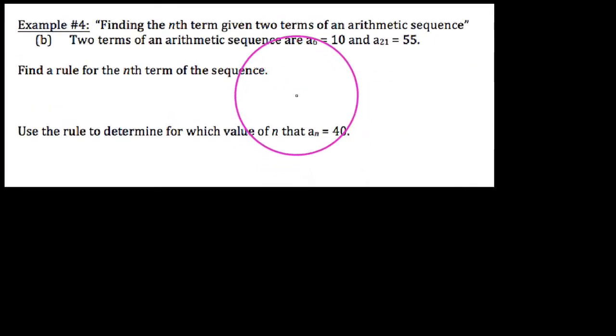We're going to be discussing how to find the rule for the nth term of an arithmetic sequence, but when we're given only information about two terms in the sequence that are not the first term, that don't include the first term at all, okay?